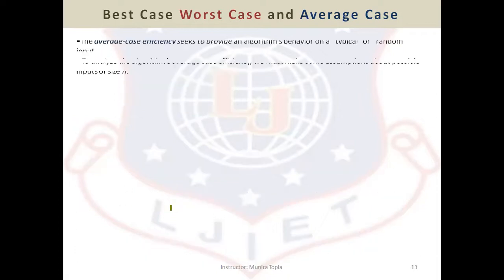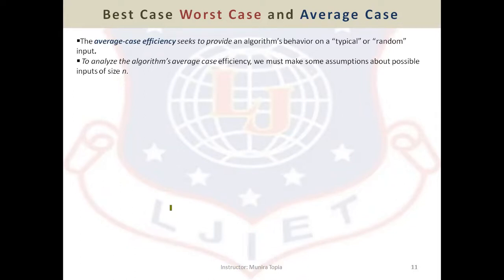Now, average case. Average case complexity is not easy to find. Here we have to randomly pick some of the inputs. For example, in best case, we are considering that the element matches at the first location. In worst case, we are taking a key element which is not present in our list. So in average case, we are taking random inputs. These random inputs might be present anywhere in the array or might not be present in the array.